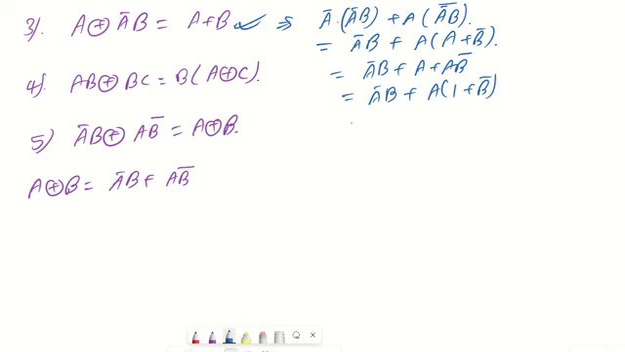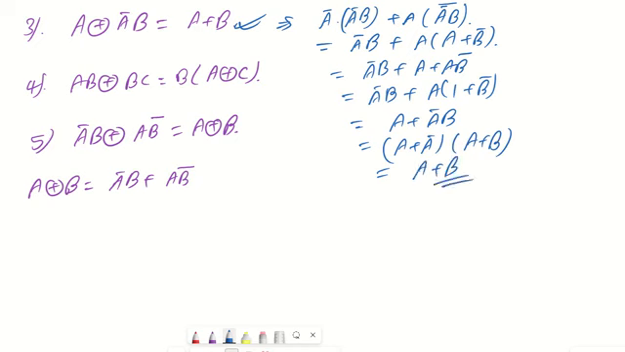So we are going to get A plus A bar B, right? And this one you already know is A plus A bar into A plus B, and you know A plus A bar is 1, so it is just A plus B. So as you can see, A XOR A bar B is nothing but A plus B. Understood?